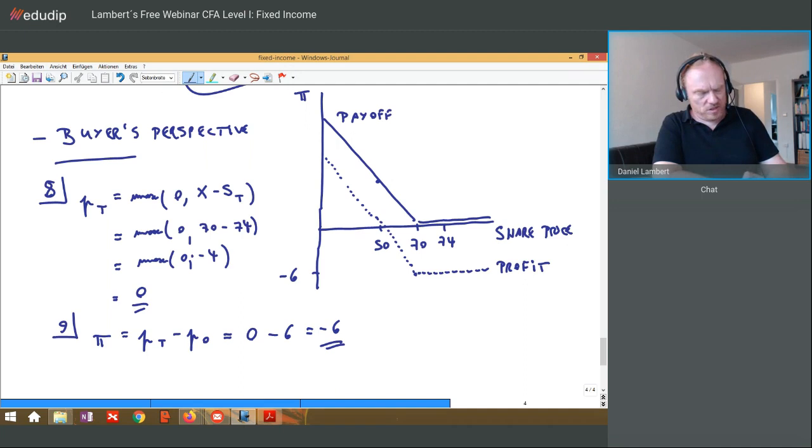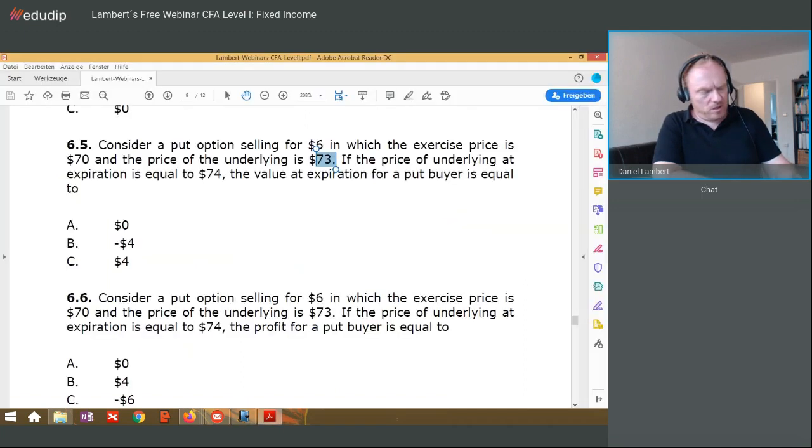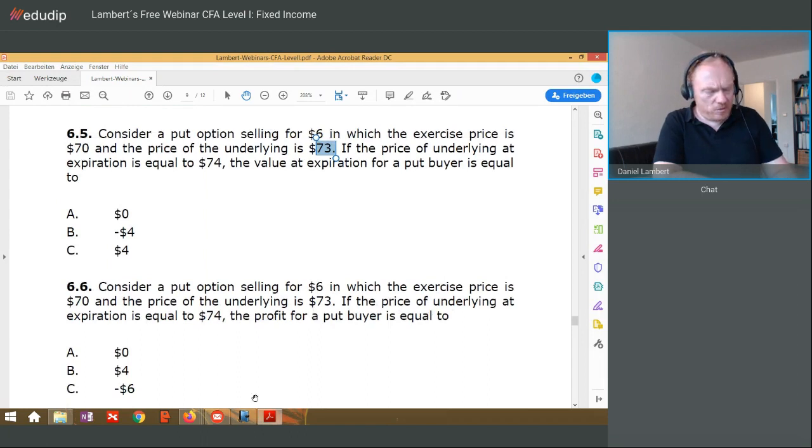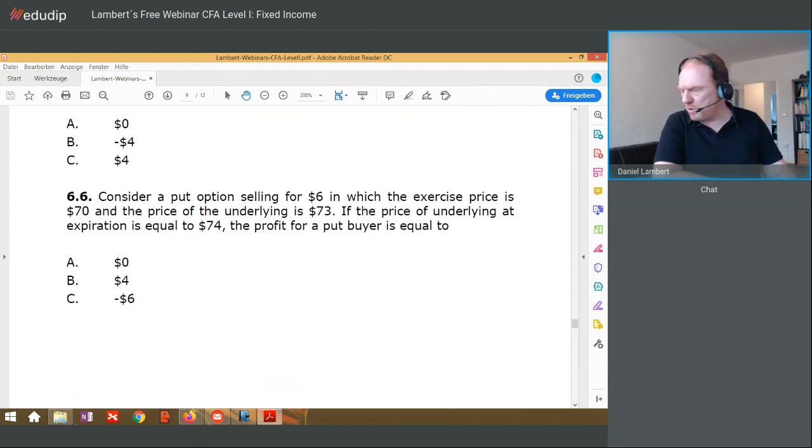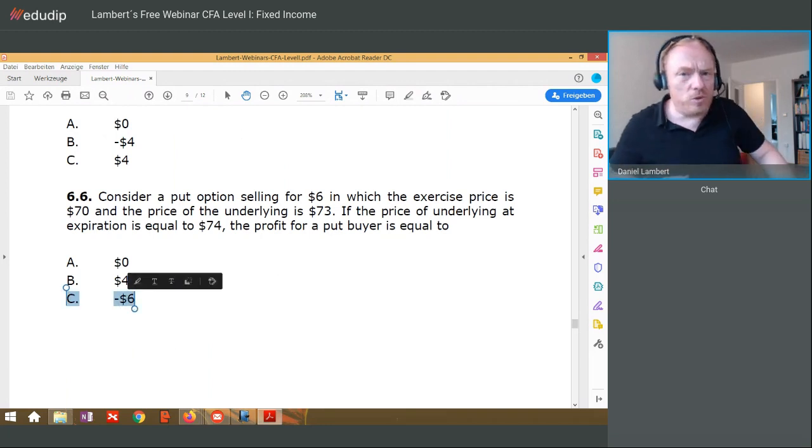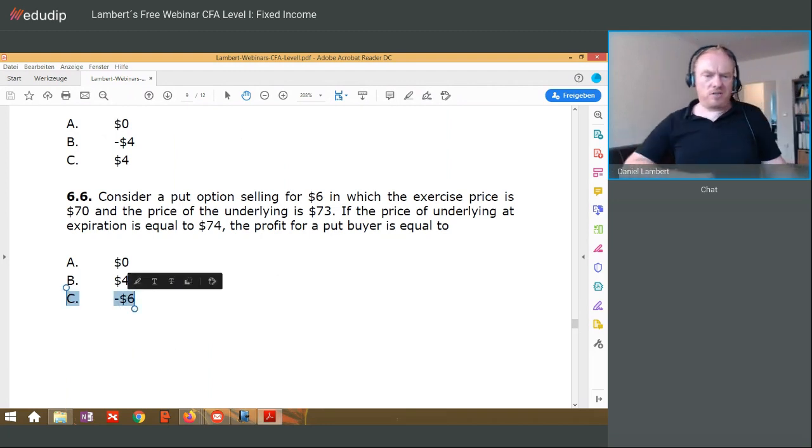So the profit, question number 6: 0, 4, or negative 6 is answer C. Answer C is the right one because negative 6 is part of answer C only.